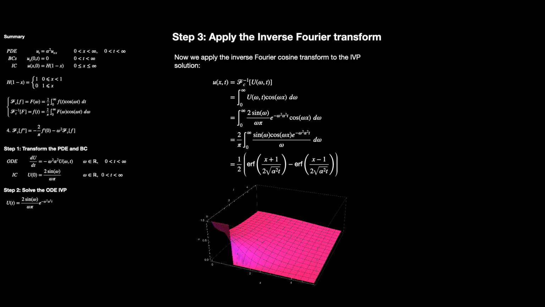All right, now we're going to apply the inverse cosine transform to the solution of our IVP. That will then give us the solution to our original initial boundary value problem. So u of x and t is equal to the inverse Fourier cosine transform of big U. We apply the definition of the inverse transform, which is the integral where we integrate our solution U times cosine of omega x from 0 to infinity, with respect to omega.